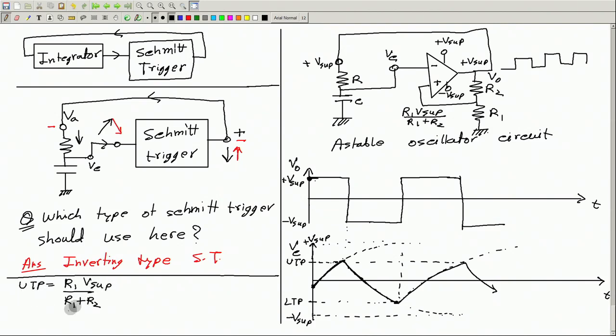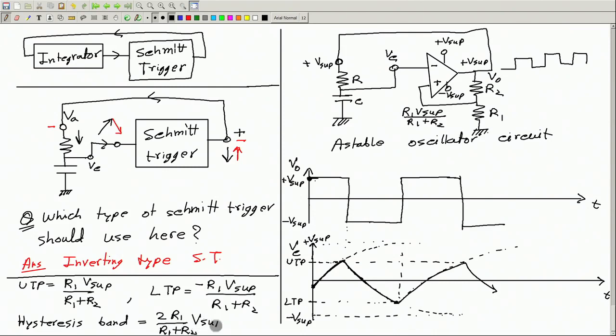This is UTP. Similarly, LTP, you can verify it yourself. This will be minus V supply times R1 by R1 plus R2. So then the hysteresis band is this minus this. So it will be 2 R1 by R1 plus R2 times V supply. This is the range, this is the height between which capacitor voltage varies.